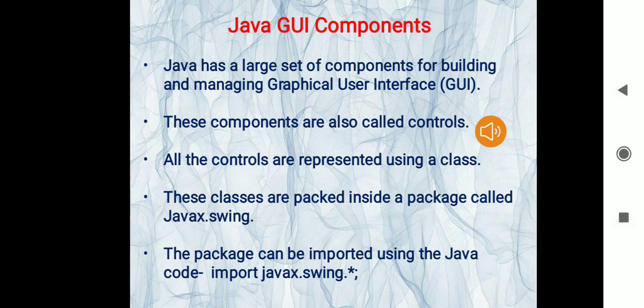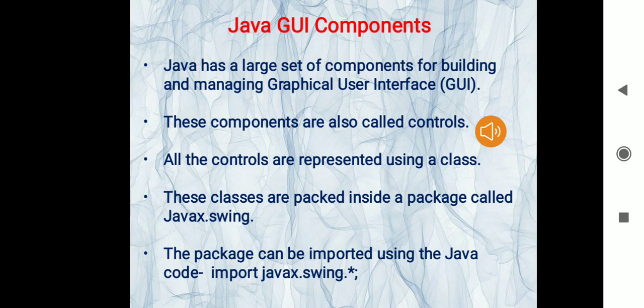Good morning students. Today I will be teaching you about the different types of Java graphical user interface components, in short GUI components. Java has a large set of GUI components. These GUI components are also called controls. The common examples are labels, text fields, buttons, combo boxes, etc.